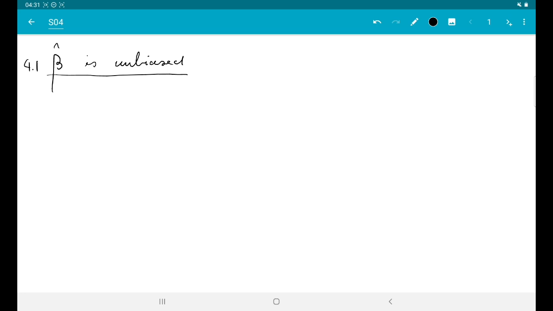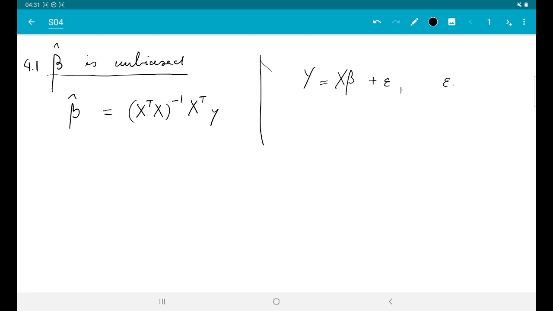That turns out is not very difficult. So let me just write that. Beta hat is (X transpose X) inverse X transpose y. And to use criteria like unbiasedness, we need to use our statistical model. The statistical model is y equals X beta plus epsilon, where epsilon follows a multivariate normal distribution with covariance matrix sigma squared times identity. That's the model we used.